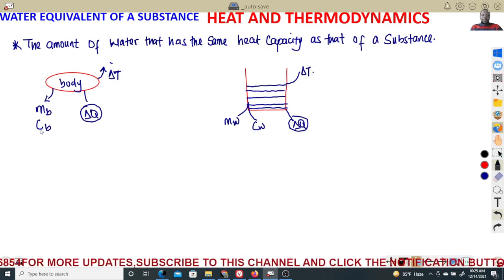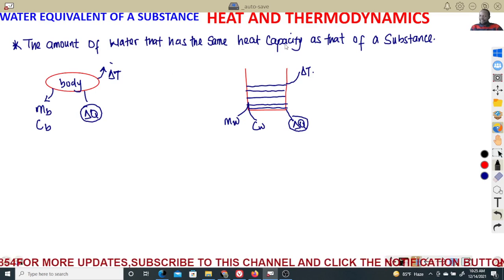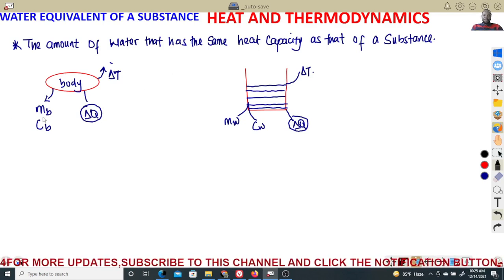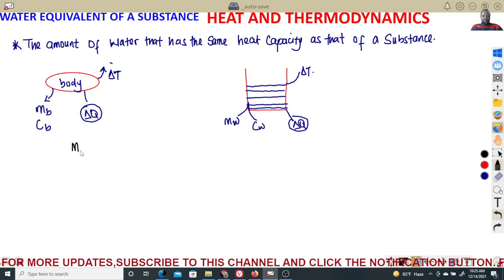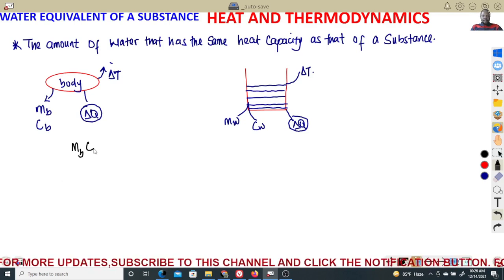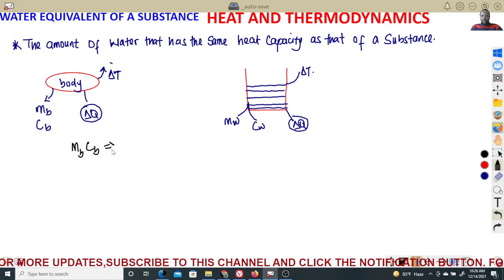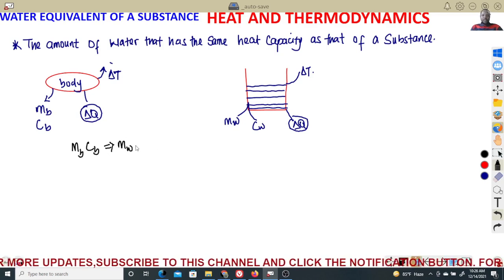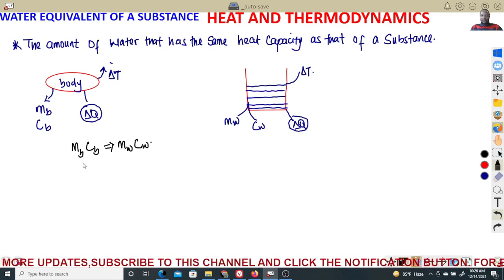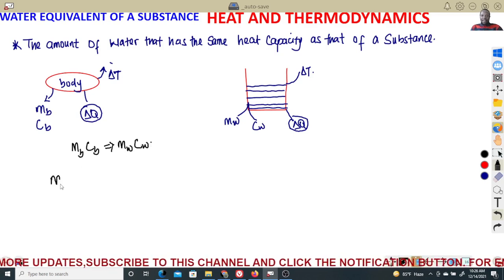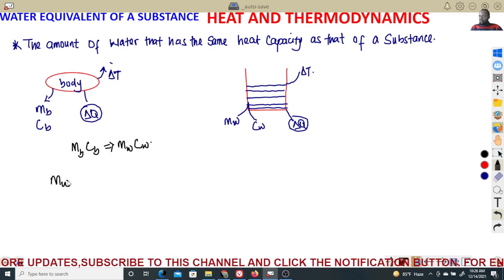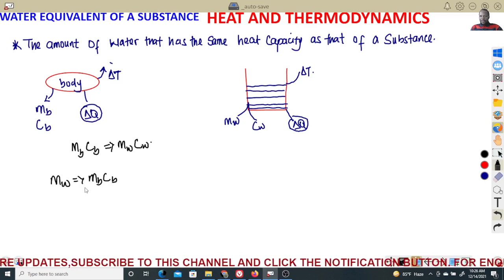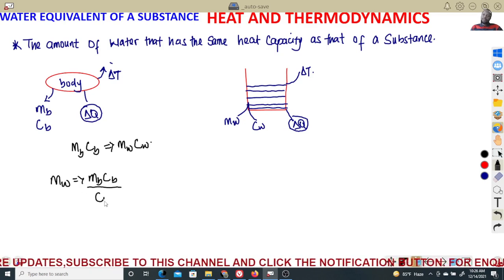So now we say the heat capacity. What is heat capacity? In the previous slide, we said MC. So the heat capacity of this body, which is the mass of the body times the specific heat capacity of the body, is now equal to the heat capacity of the mass of the water, I hope you understand this, multiplied by the specific heat capacity of the water. So we now say the water equivalent of this substance, which is the mass of water, is now equal to the mass of the body times the specific heat capacity of the body, divided by the specific heat capacity of water.